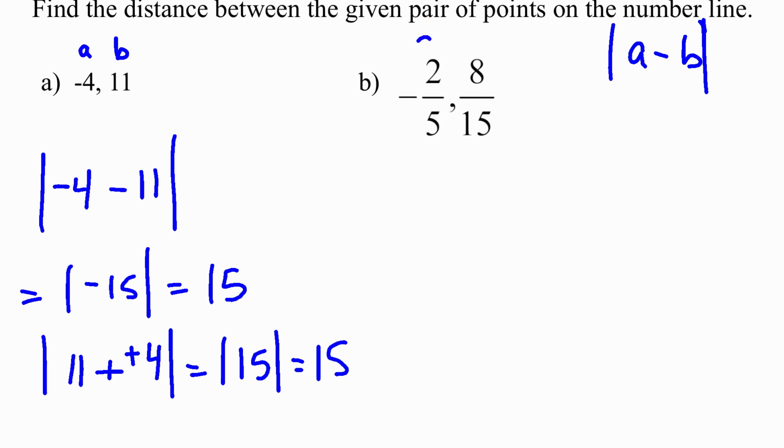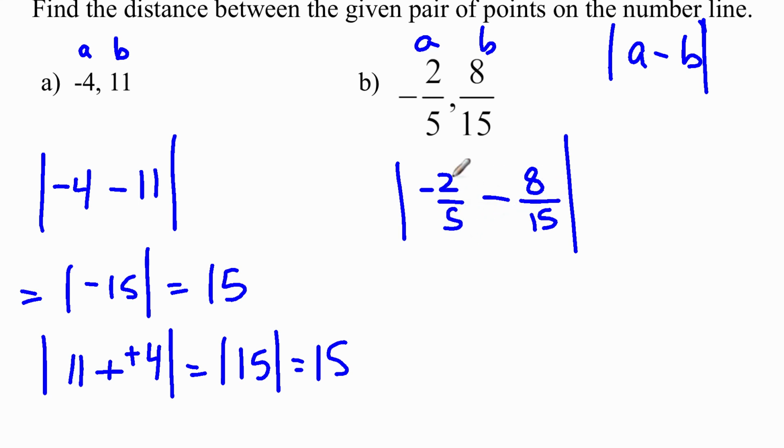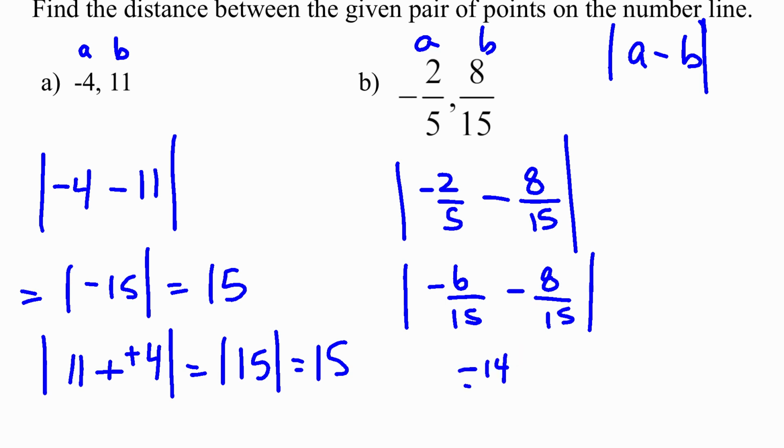Okay, here's another one. We'll treat this as A and this is B. So the distance between those 2 points, -2/5 minus 8/15. Ooh, fractions. You could pull out the calculator to do that, or if you're good with fractions, this would be -6/15 minus 8/15. -6 minus 8 is -14/15. And the absolute value of -14/15 is positive 14/15. So the distance between those 2 points on the number line would be 14/15.